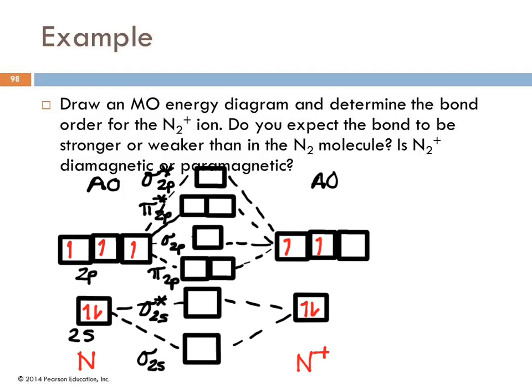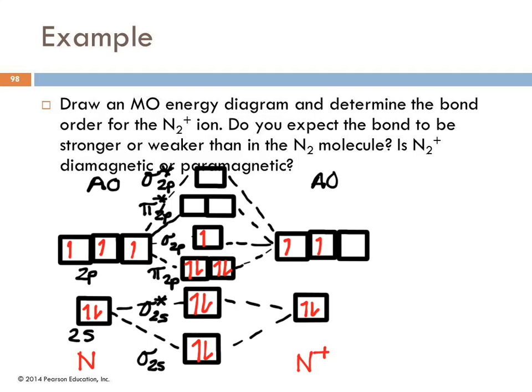So now we take our electrons. We have 5 over here and 4, so we've got a total of 9 electrons, and we're going to fill the orbitals from the lowest to the highest. So there's 1, 2, 3, 4, 5, 6. They're going to take their own orbital if they can. 7, 8, 9. It's N2 plus. It only has 9 electrons instead of 10, valence electrons.